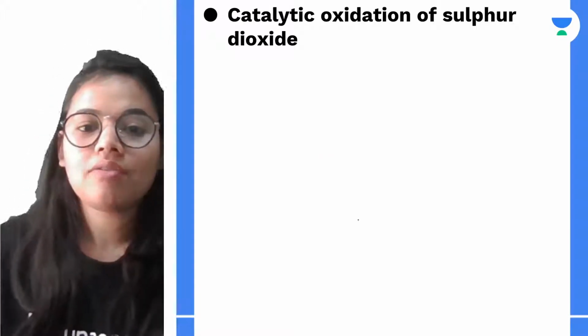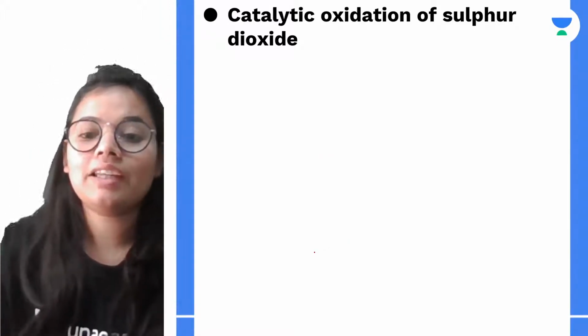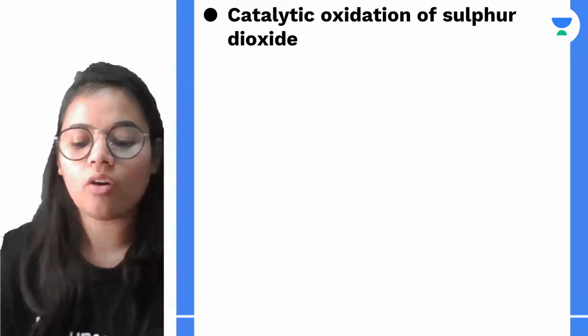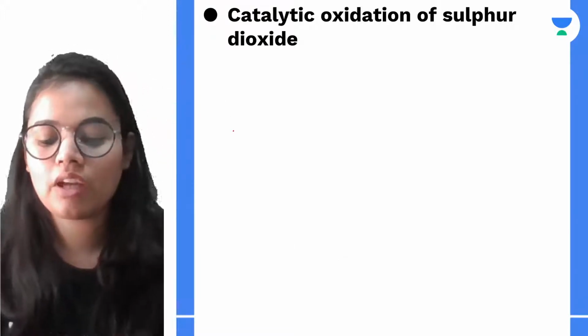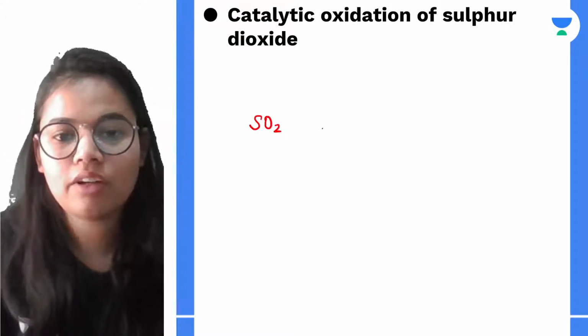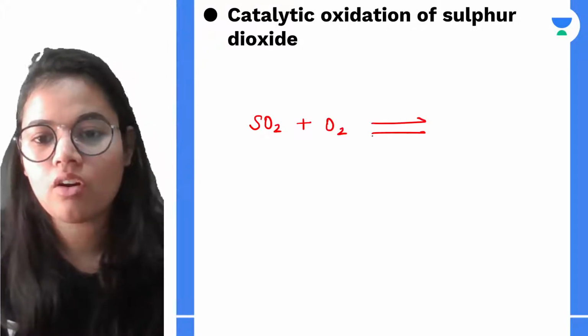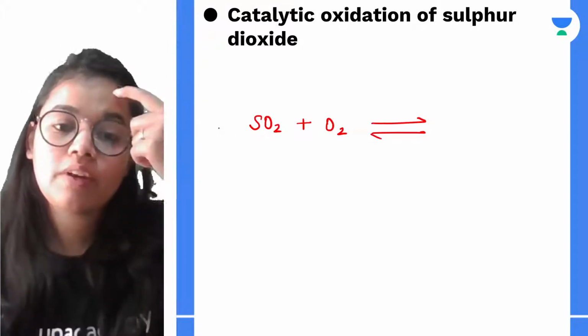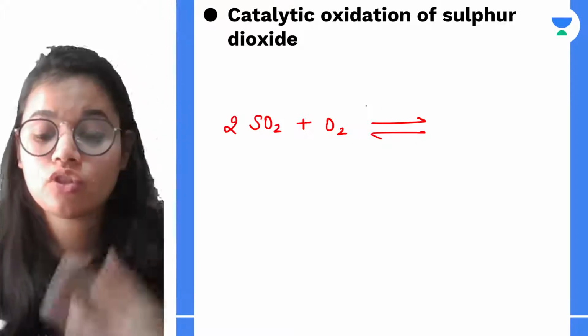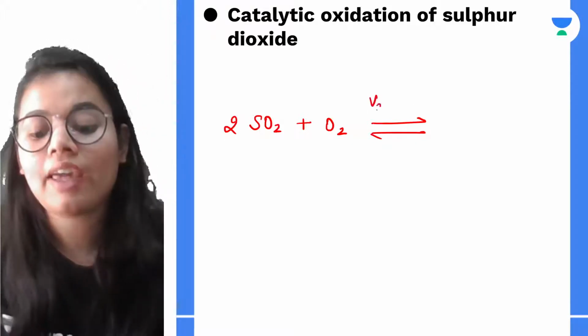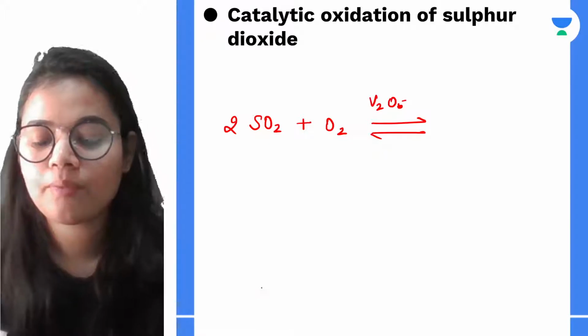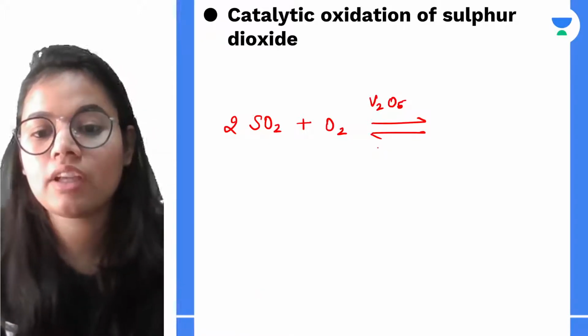Now after that, what is happening? Catalytic oxidation of sulfur dioxide. If I go for the equation, the sulfur dioxide goes for oxidation. Now students, a very important thing: you should know the catalyst that we are using, and of course the conditions.